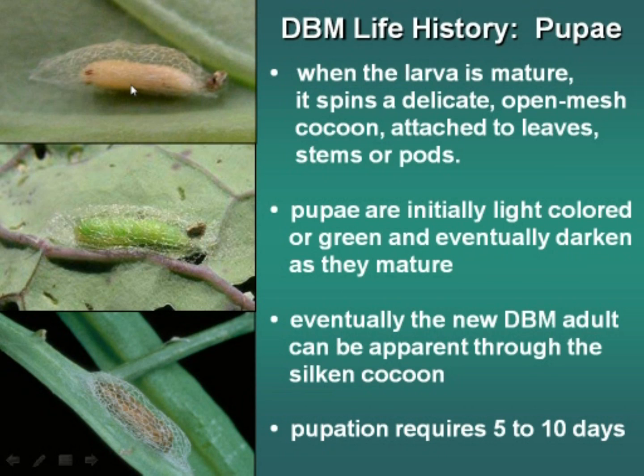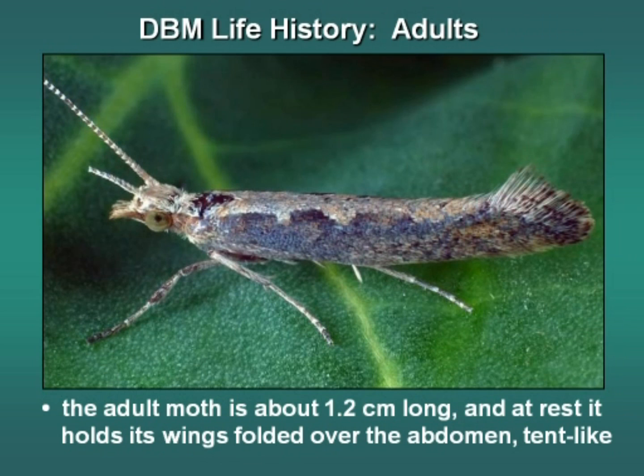It can be either light in color or greenish, especially when it first pupates, but gradually it takes on a darker color as the wings begin to form within the pupa, and you can see the adult form developing. But this lacy outer covering of the diamondback moth pupa is very characteristic of this insect. Pupation occurs fairly rapidly, 5 to 10 days, again depending on temperature, and then they emerge as a new generation adult.